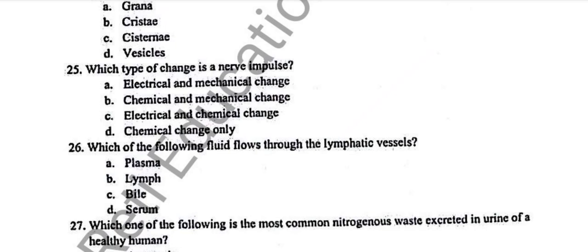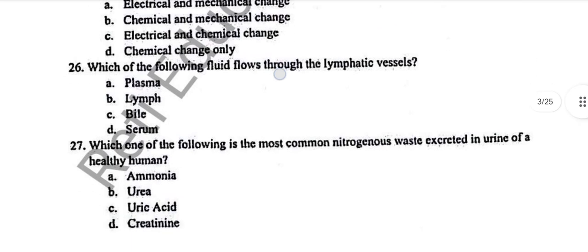Question number 26. Which of the following fluid flows through the lymphatic vessels? A. Plasma. B. Lymph. C. Bile. D. Serum. And the correct option is B. Lymph. The lymphatic system carries lymph, returning tissue fluid to the bloodstream. Plasma flows inside blood vessels. Bile is produced by the liver. Serum is plasma without clotting factors.